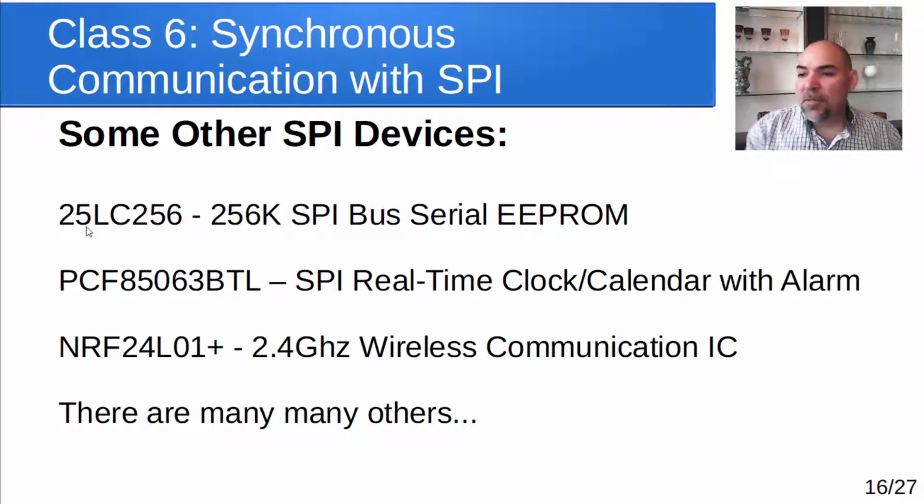Now these are just three different chips. The first one is an EEPROM, which is electrically erasable programmable ROM. So this is kind of like flash memory. You can store data into it, and then you can read the data back out of it. And notice that's 256K bits of memory.